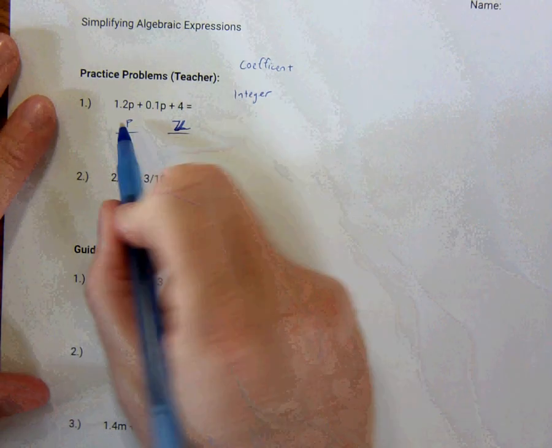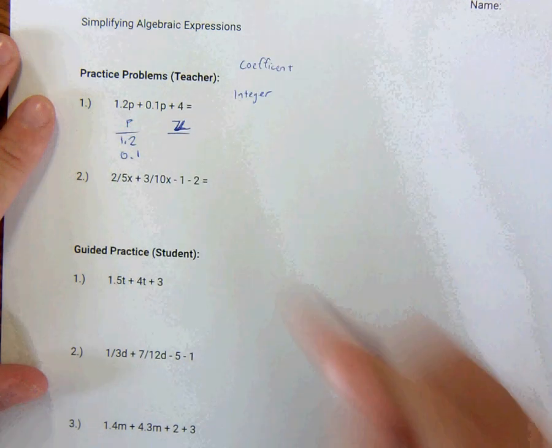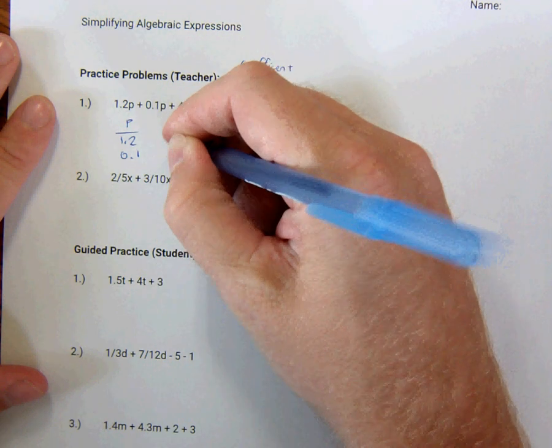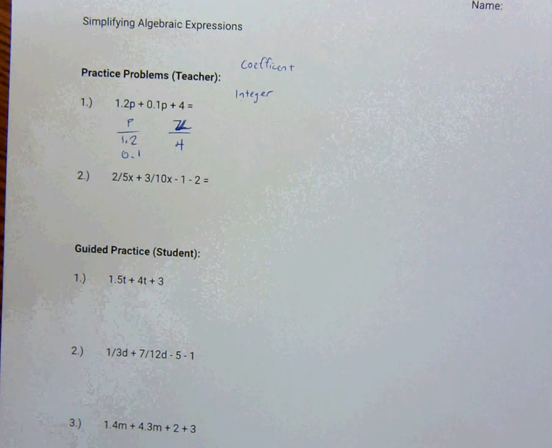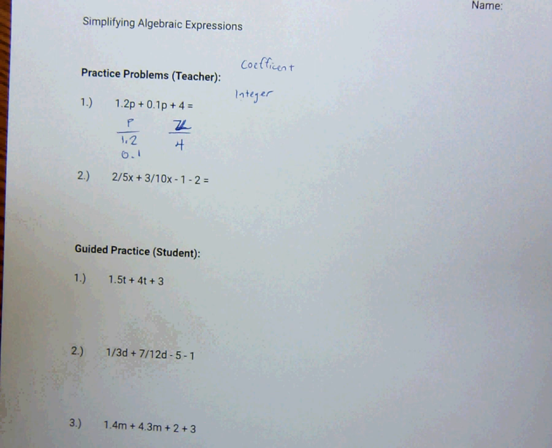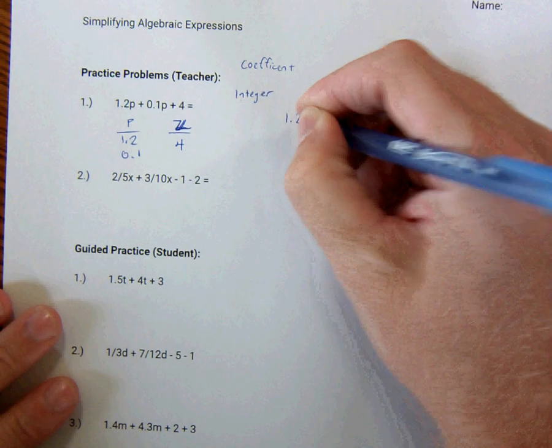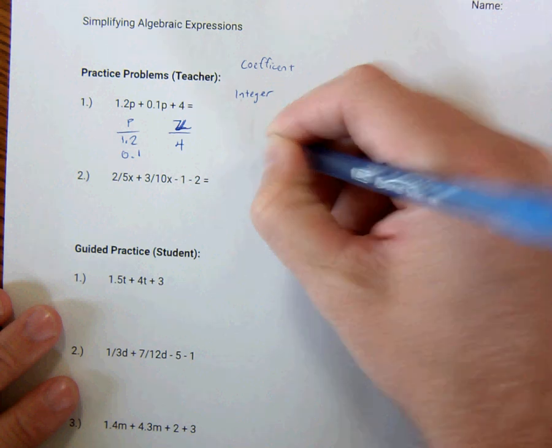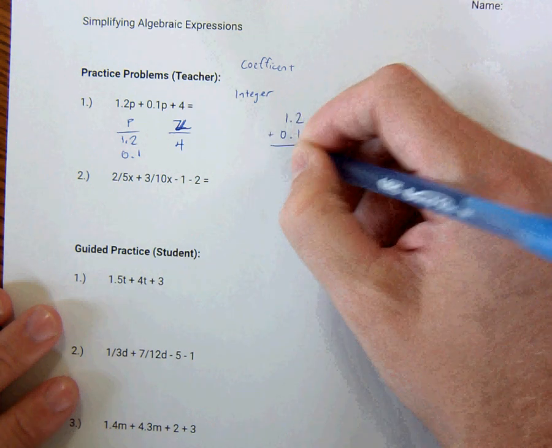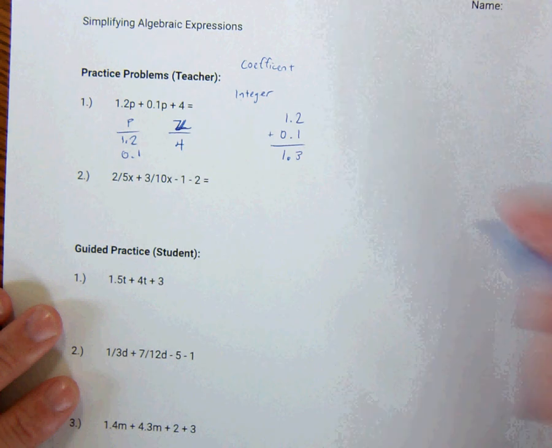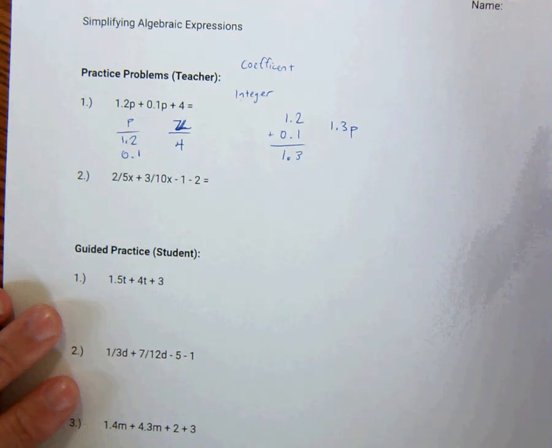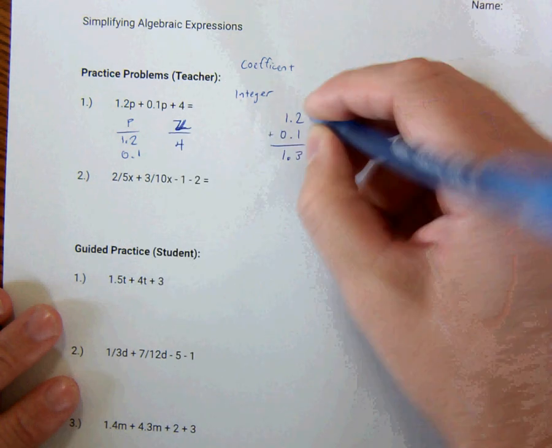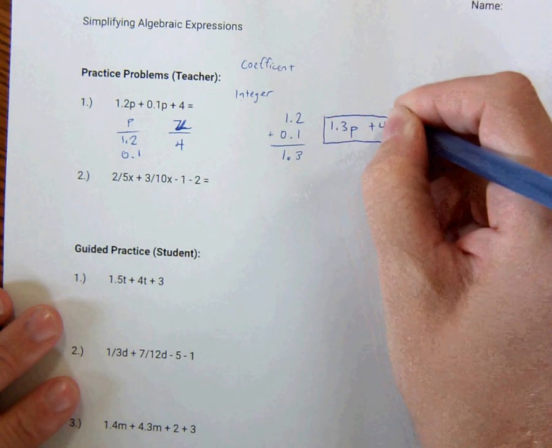But anyways, I have a 1.2p here and a 0.1p, and then my only remaining one, I have the number 4 as an integer. So I'm going to add up everything in the p column, add everything up in the z column, and put them back together as an expression. 1.2 and 0.1, add those together, this becomes 1.3. Easy enough. So this will be 1.3p, because that was the variable associated with it, plus 4. Just like that.